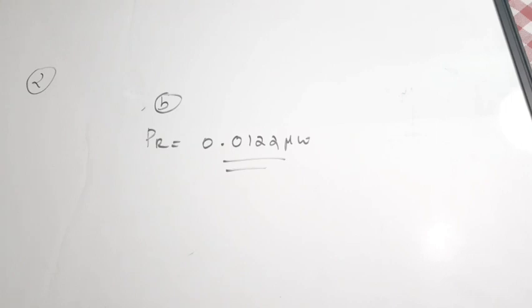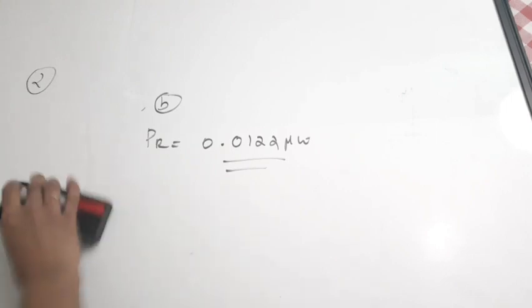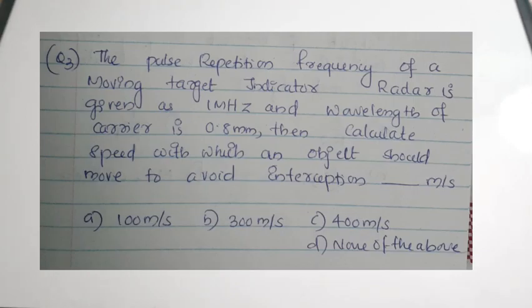Now moving on to the third question. You can see the question on board. The pulse repetition frequency of a moving target indicator radar is given as 1 megahertz and the wavelength of the carrier is 0.8 mm. Then calculate the speed with which an object should move to avoid interception. So you have to find speed here.